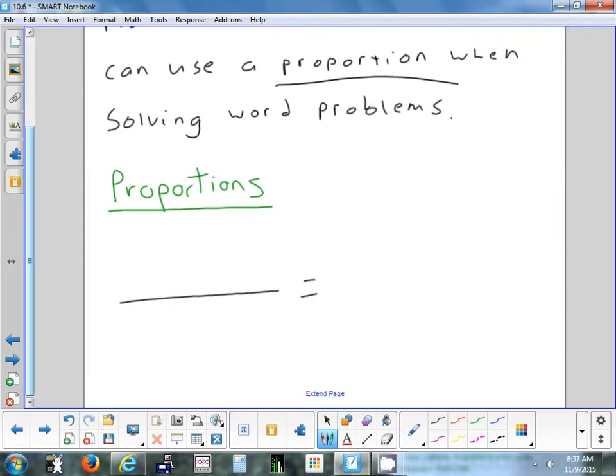Like Mr. Hager said, there's a lot of ways to set up these different proportions. The way I do it, so it's consistent and I can follow an order, is this. In your problem, you're going to be given some type of unit of measure.